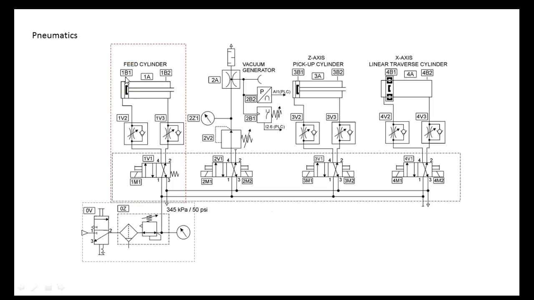1B1, what's that? That's our sensor that senses it's retracted. 1B2 is the sensor that senses what? Extended. Pretty straightforward, right? Okay.